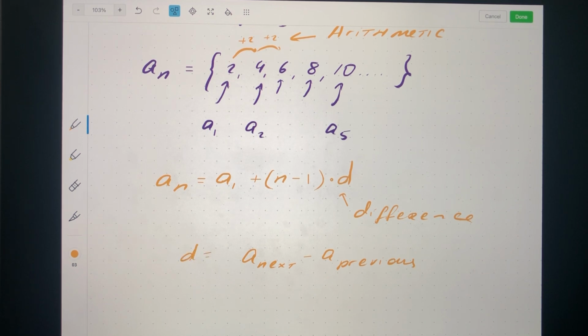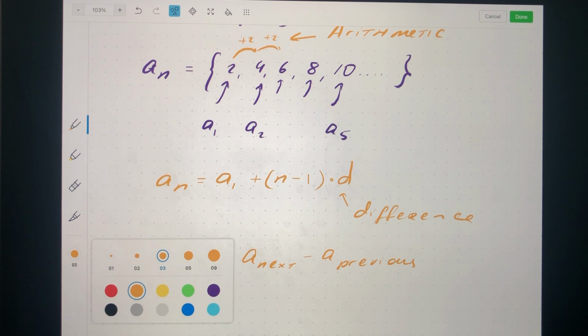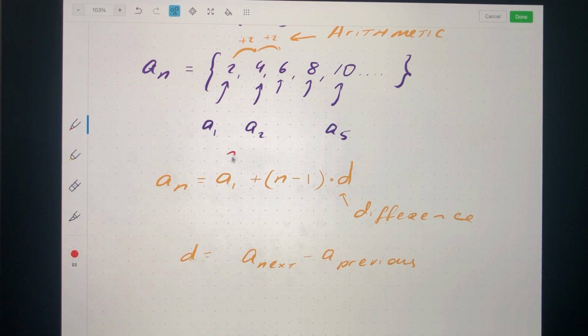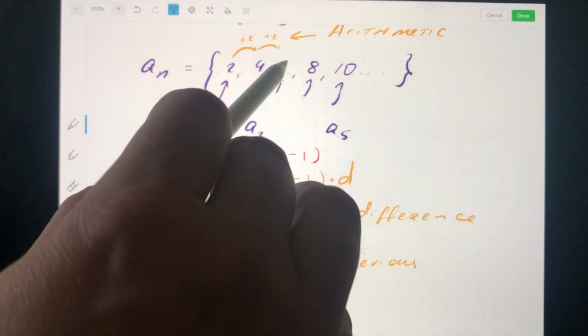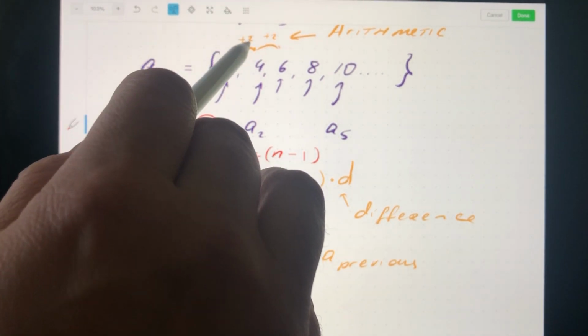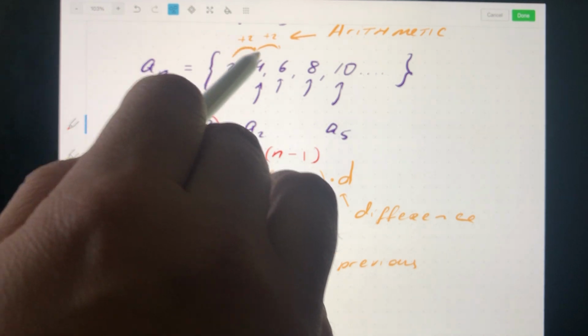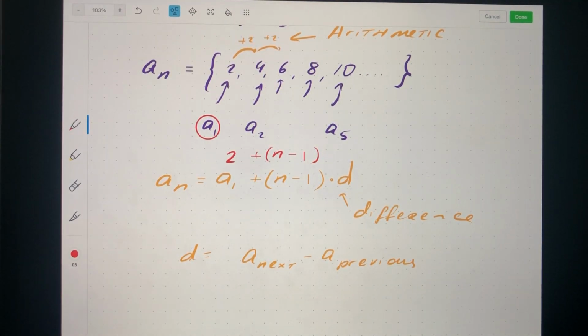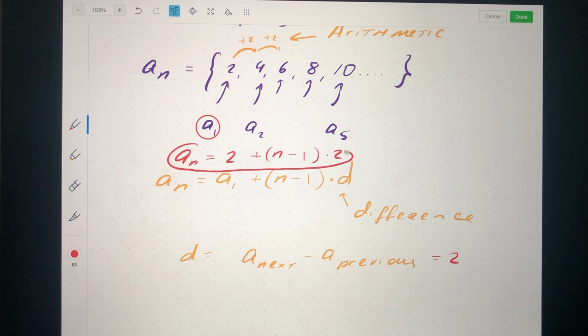So for us, what does the formula say? Well, it says that the a sub 1 is 2. And then we have n minus 1 times the d. What is the d? Well, if we take any two numbers, the next, 6, minus the previous, that's 2. The next minus the previous, 2. So the difference is exactly the number we are counting by to get to the next term. And for us, that answer is 2. So now we have the general formula as a sub n is 2 plus n minus 1 times 2.